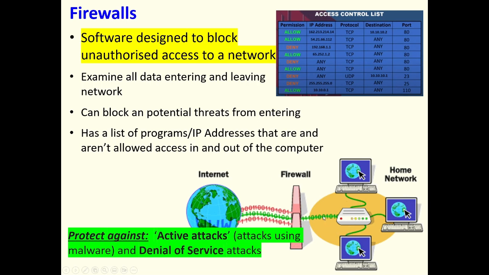It's best to protect against things like active attacks or denial of service attacks, where hackers flood the network with data to try and crash it. Active and denial of service.